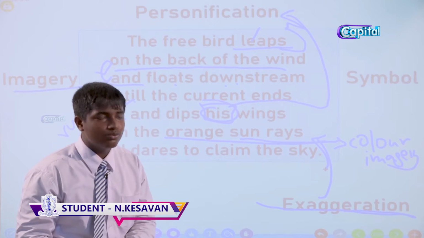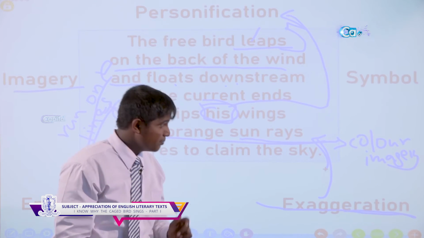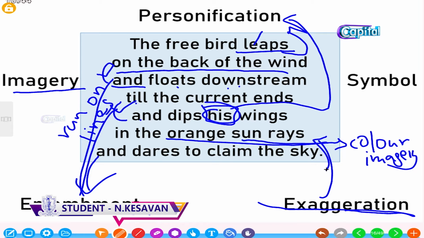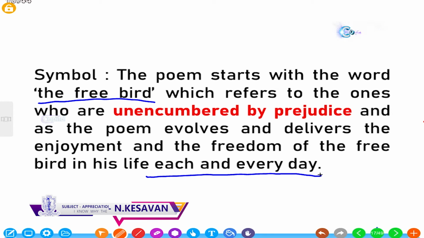But until now, a symbol hasn't been revealed, and the purpose of personification and exaggeration hasn't been revealed, because now we're going to read it through with the meaning according to the analysis. Simple. The poem starts with the word the free bird, which refers to the ones who are unencumbered by prejudice, and as the poem evolves and delivers the enjoyment and the freedom of the free bird in his life each and every day.